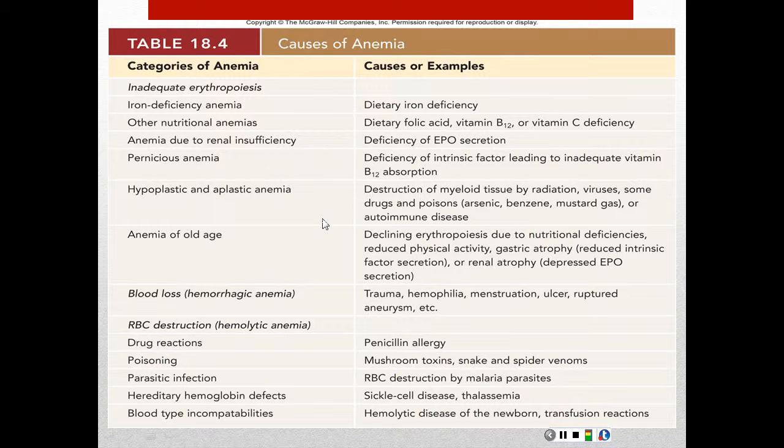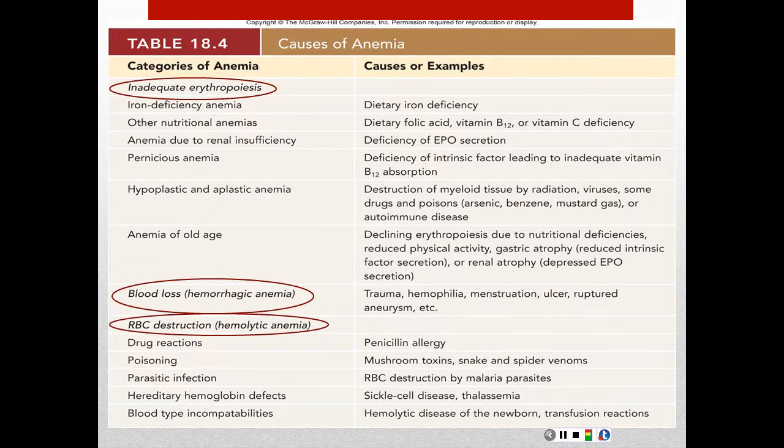So let's take a look at this chart and exactly what causes it. Anemia has causes that fall into 3 categories. We have inadequate erythropoiesis. There is blood loss, which is our hemorrhagic anemia, and then we have our hemolytic anemia from red blood cell destruction. Now, under the first and the last category, you'll notice they have various examples of what they're referring to.